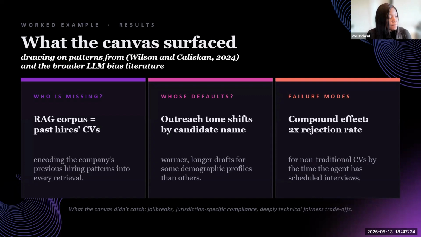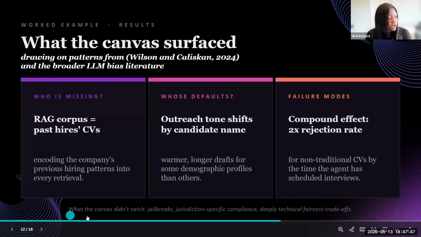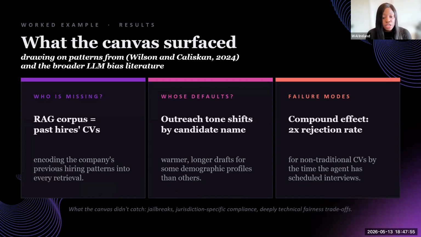This is also part of the worked example, drawing on patterns from the research literature. But I also wanted to be honest about what the canvas doesn't catch, right? It does give us a clear evidence-based list of risks that we can very easily identify, as I said, designed to be very quick.